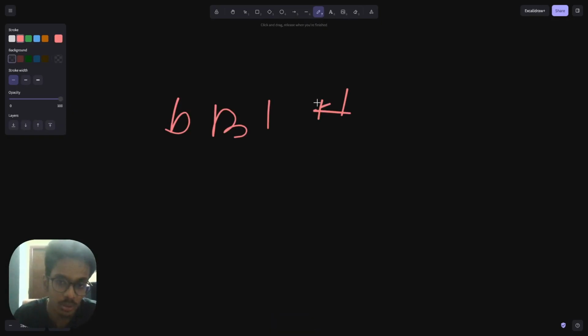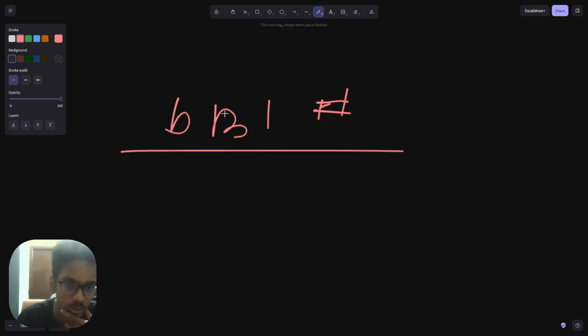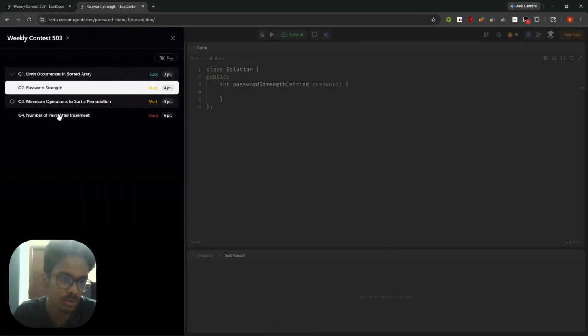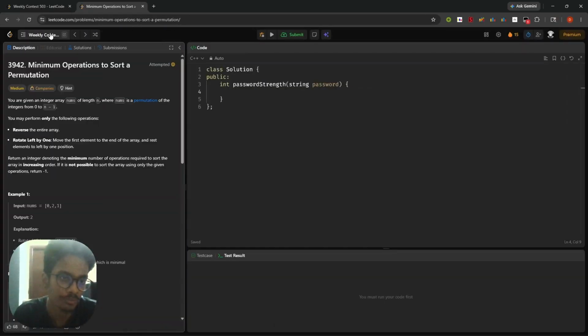Why are we pushing them into a set? Because each thing can contribute only once. Even if there are 2 b's, you can only consider this strength as 1. Fine. So that's why we are pushing it into a set. Now we will iterate over this one by one, and if it's a lowercase, add 1. If it's an uppercase, add 2. If it's a number, add 3. If it's a symbol, add 5. Pretty straightforward solution.